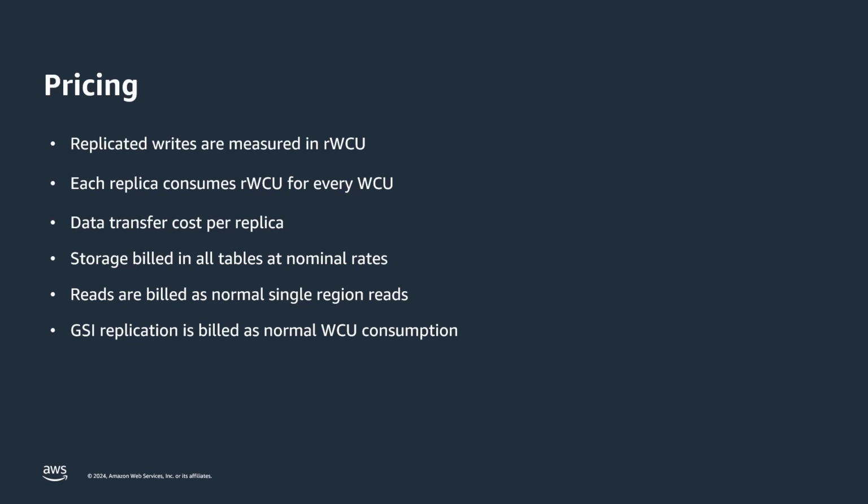Additionally, you also need to account for the data transfer out costs between regions, which will also multiply by the number of replicas that you have. So while global tables are there to ensure data consistency and resilience, it's essential that you factor in these additional costs when planning your architecture. On the other hand, the storage, the read capacity units, and the global secondary indexes are billed at the same rate as standard tables.